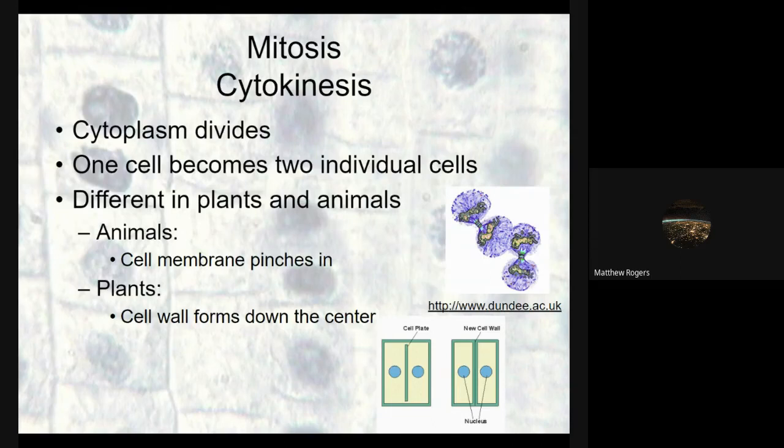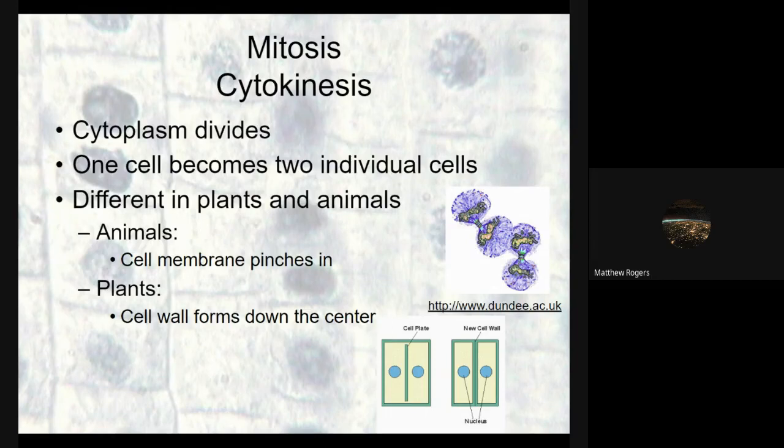Cytokinesis is actually the process of a cell splitting into two during mitosis. The prefix cyto means cell. Kinesis means to use energy to move. And so cytokinesis is a cell using energy to move. For our part here, it's really about just splitting, okay? Cytokinesis is when the cytoplasm divides and one cell becomes two cells.